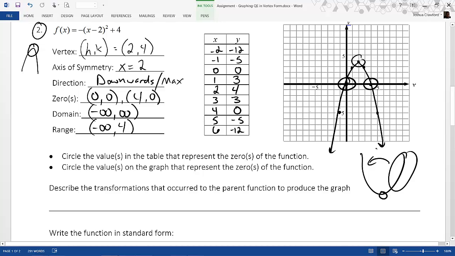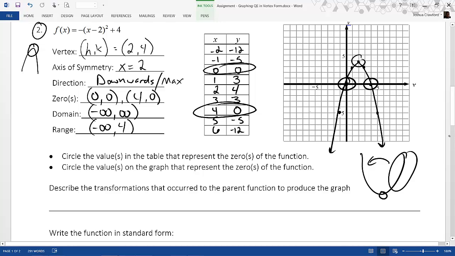Now, circle the values in the table that represent the zeros of the function, this part right here. Well, zeros are (0, 0) and (4, 0), so (0, 0), (4, 0), done. Now, the second bullet: circle the values on the graph that represent the zeros of the function, which we already did. We circled the values on the graph that are the zeros.